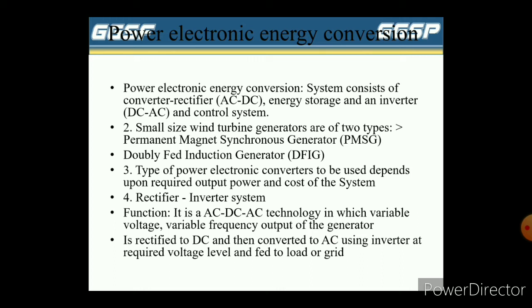It is an AC to DC to AC technology in which the variable voltage, variable frequency output of the generator is used. It is rectified to DC and then converted to AC using an inverter at the required voltage level and fed to the load or grid.